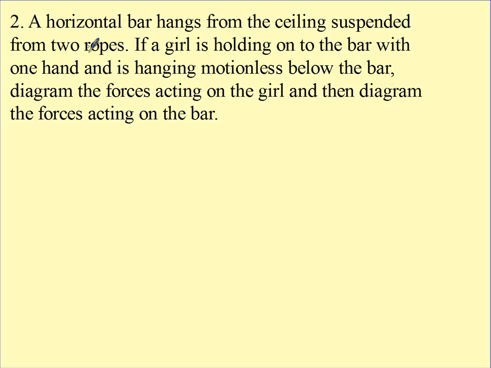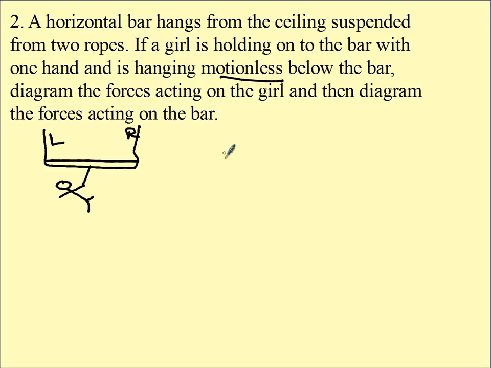Now I have a horizontal bar hanging from a ceiling suspended from 2 ropes. So let's see if I can draw this. Here's my rope. Here's my bar. Here's my rope. So I have a left rope and a right rope. A girl is holding onto the bar with one hand. Okay, well here's where we're going to get creative. Here's the girl. There she is, hanging on. And she's motionless. So I know that there's no motion, so the sum of all my forces is going to be 0. Diagram the forces acting on the girl, and then diagram the forces acting on the bar.